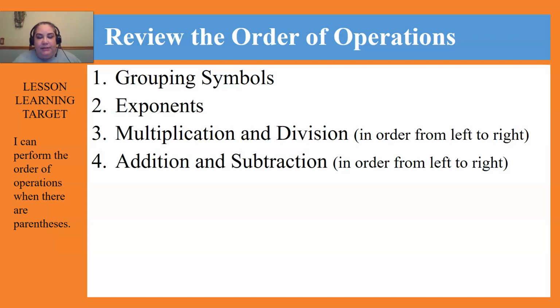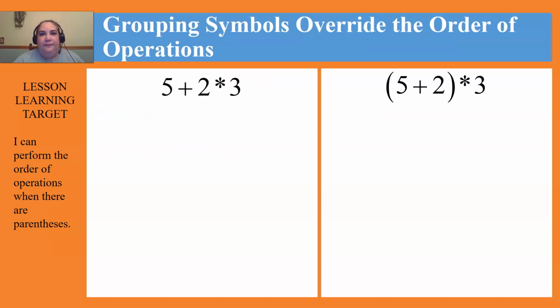We're going to do our grouping symbols. What's inside the grouping symbols first, then exponents, multiplication and division in order from left to right, and then addition and subtraction in order from left to right. So let's take a look. And grouping symbols, what they are really doing is just overriding the order of operation. So as we take a look at the problem on the left, 5 plus 2 times 3, we have that problem. But then is our problem going to look different if I put that 5 plus 2 in parentheses as it is on the right?